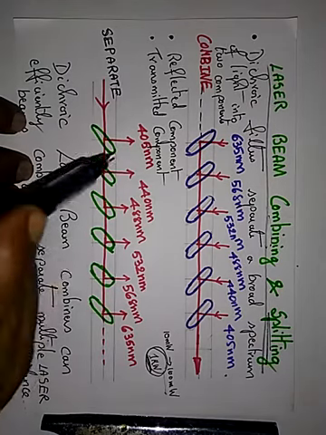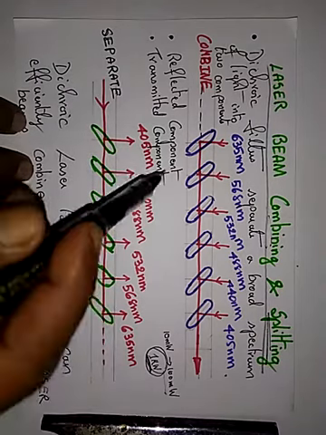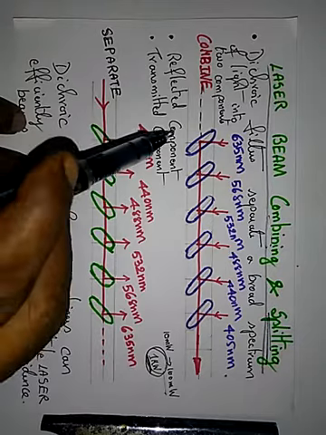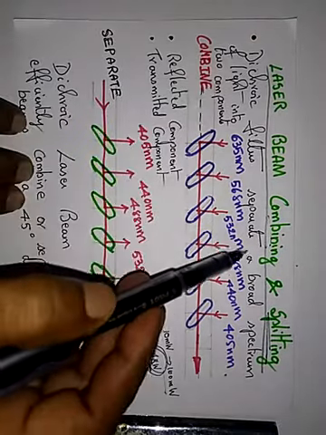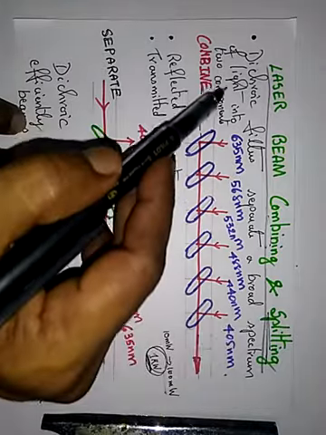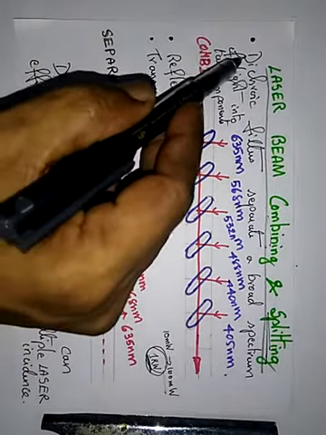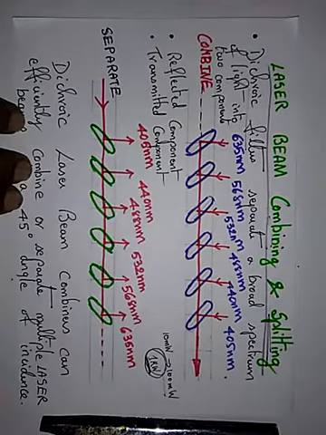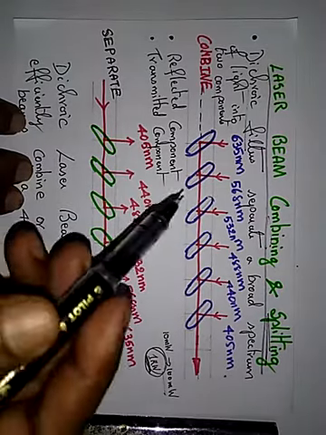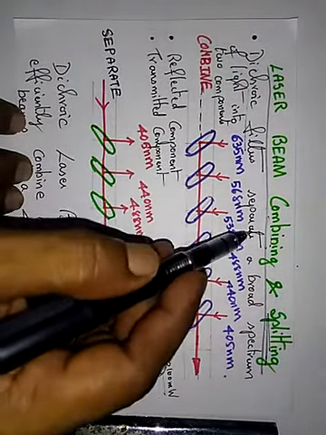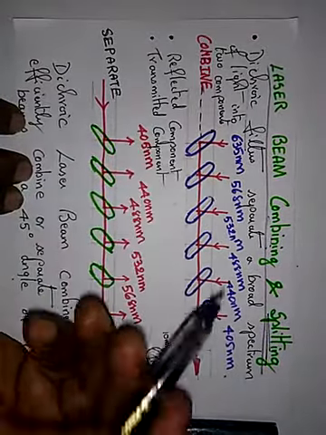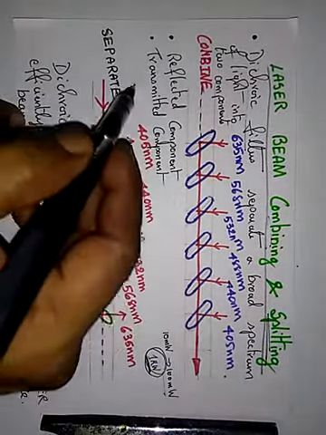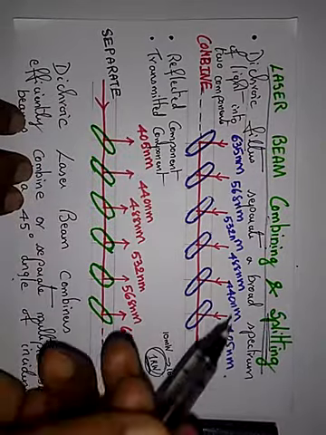I will cover the basic idea of laser beam combining and splitting. Dichroic filters separate a broad spectrum of light into two components. The important key point you have to note down is the dichroic filters. They separate a broad spectrum of light into two components: one is the reflected component, the other is the transmitted component.